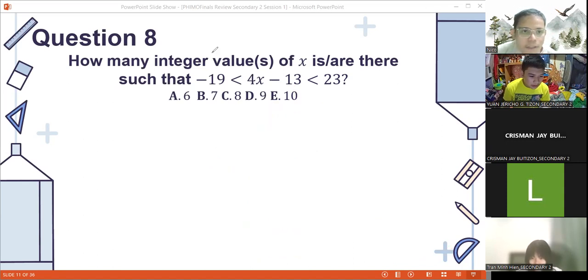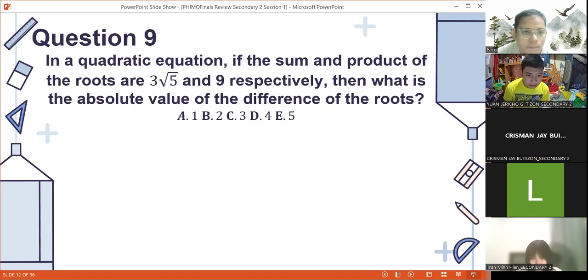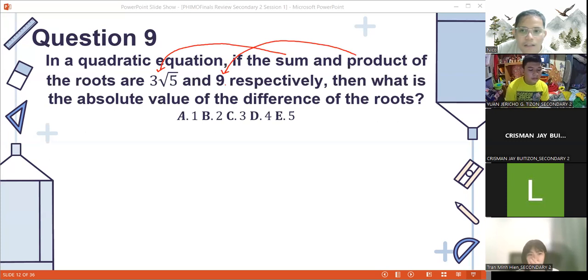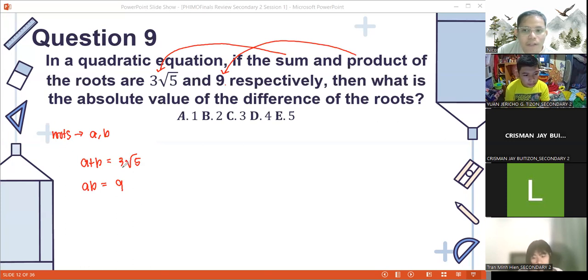Okay, let's have number 9. In a quadratic equation, if the sum and the product of the roots are 3 square root of 5 and 9 respectively, the sum corresponds to the first and the product corresponds to the second. Then what is the absolute value difference of these two numbers? Let's say the roots are a and b. So a plus b is equal to 3 square root of 5 and ab is equal to 9, right? Take note, you want the absolute value difference of the roots.